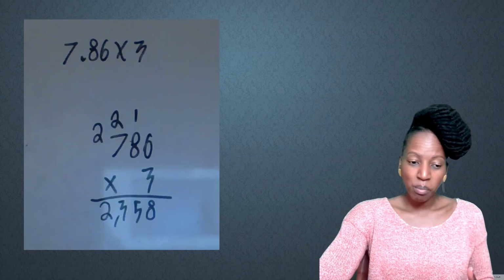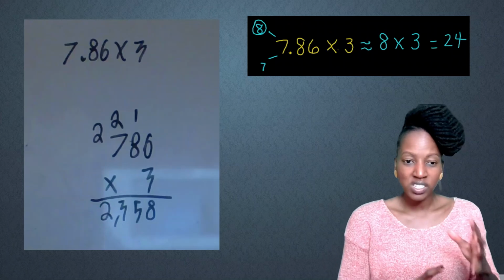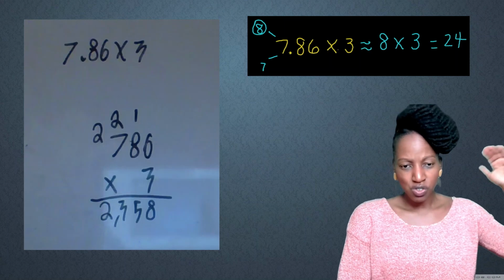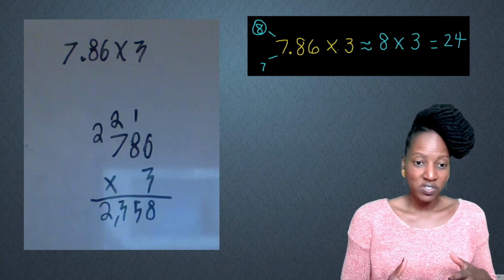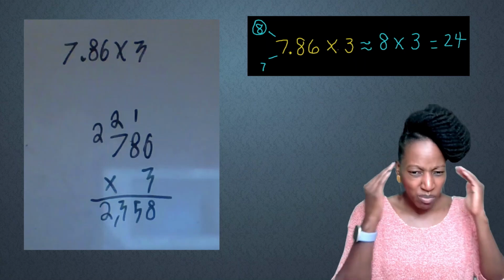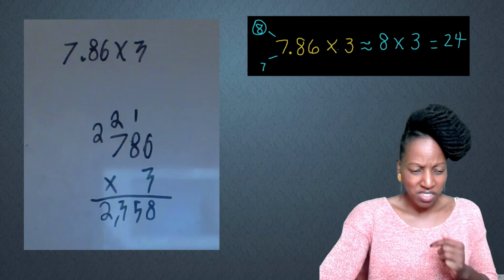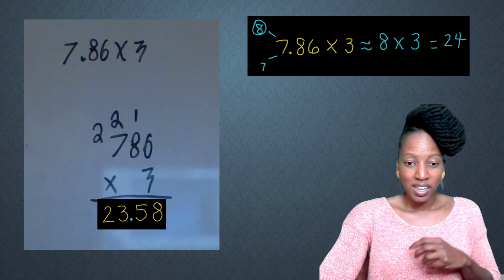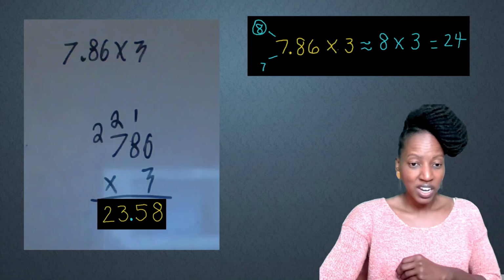So just a reminder of how estimation can help us. If they were to estimate first, they would have seen that 7 and 86 hundredths is closer to 8, okay? Because 7 and 86 hundredths is higher than the midpoint of 7 and 5/10. And we multiply 8 times 3, we get 24. So I'm thinking my final answer should be closer to 24 and not 2,000. And if I'm thinking along those lines, I would certainly have included a decimal point, where the answer was 23 and 58 hundredths, okay?